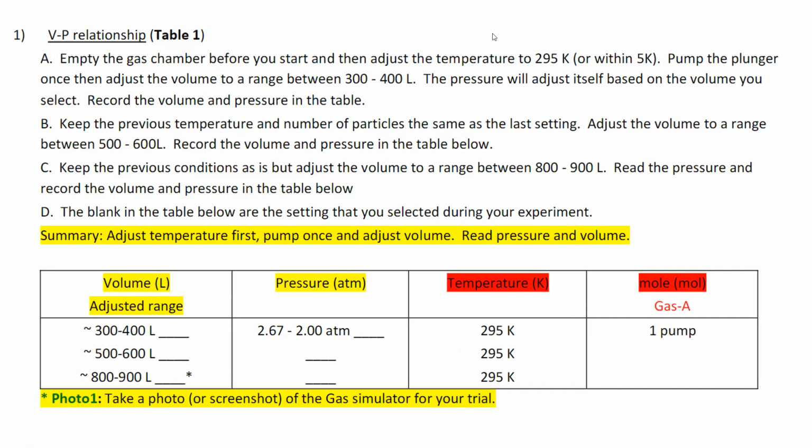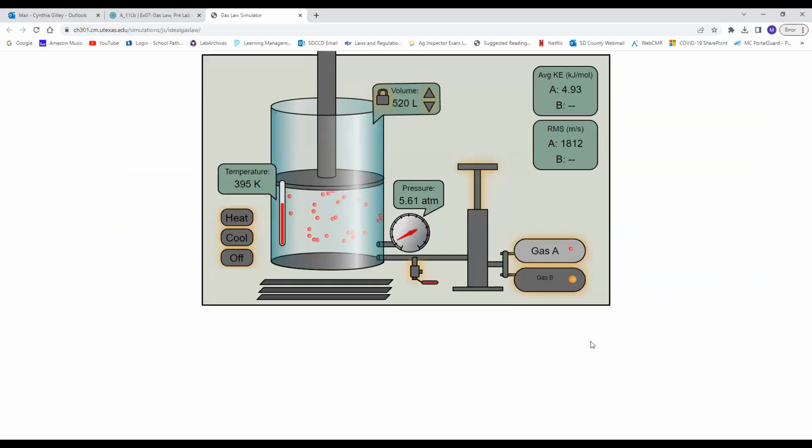to the simulator. And I'm going to read off the instructions and follow the instructions so you can see what I'm doing. So it says empty the gas chamber before you start. So let's go ahead and empty that. It's going to take multiple clicks on that red lever to completely empty the gas because I had put multiple pumps of gas in there before.